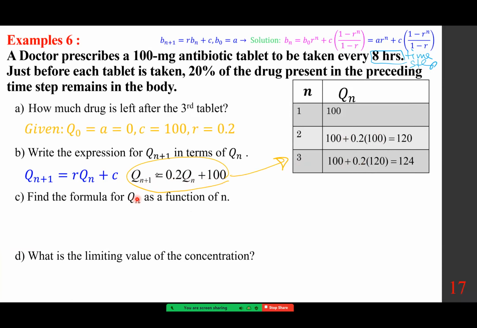What about Q sub n? Take a look at this formula. This formula is about B sub n. So in this formula, anywhere you see B, change it to Q. In this formula, B changes to Q. Again, just use the given and plug in. So Q sub 0, or A, you replace it with 0, and R you replace it with 0.2, and lowercase c, you replace it with 100. This given really makes life easy.